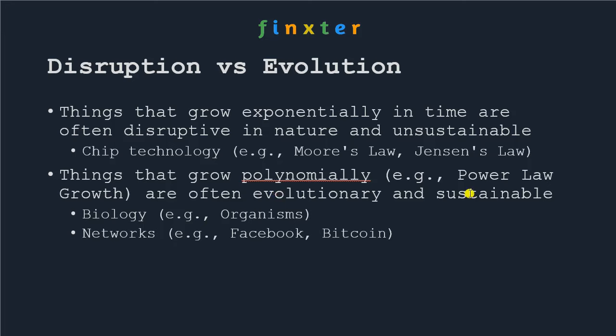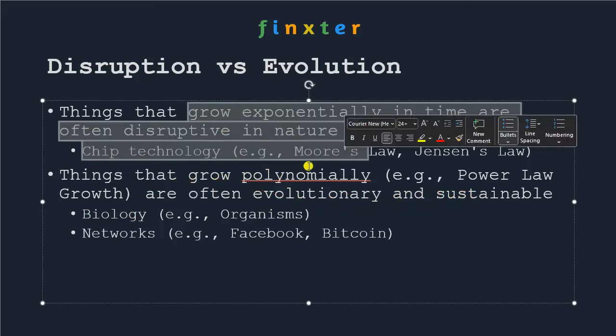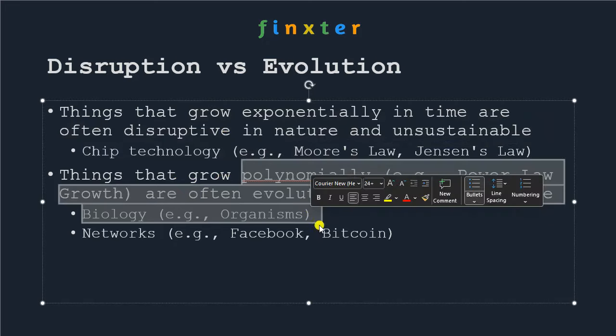And it can sustain decades or even centuries. So polynomial growth is very sustainable. It doesn't break the system in many ways, and only gradually and evolutionary, right? So disruption is exponential growth, and evolution is polynomial growth.